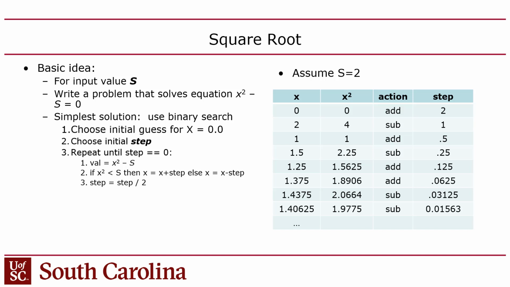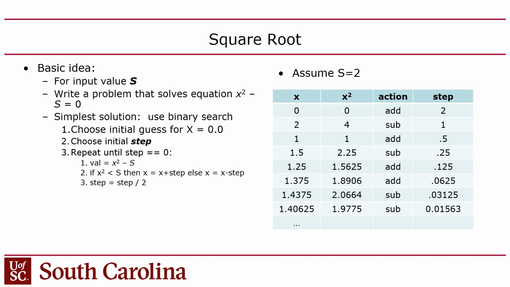So now I'm at 1.25, I square that, I'm at 1.5625, too low. So I add, this time 1/8. Now I'm at 1.375, so 1 and 3/8. I square that, I get 1.89, a little too low still. So I add, this time 1/16, and now I'm at 1.4375, which I square, and now I'm getting close. The square of this is 2.0664. Still too high though, so I subtract 1/32.